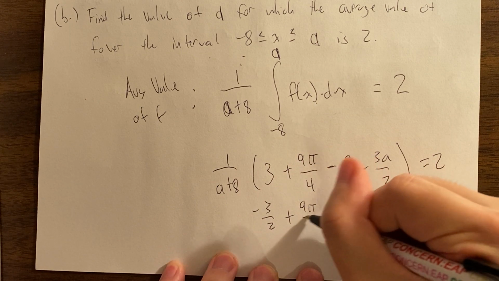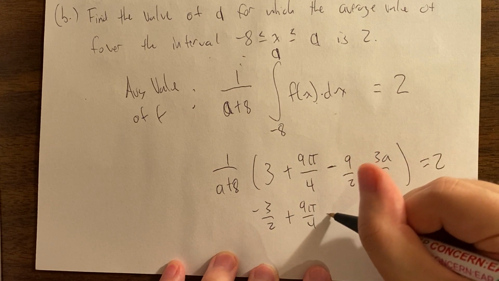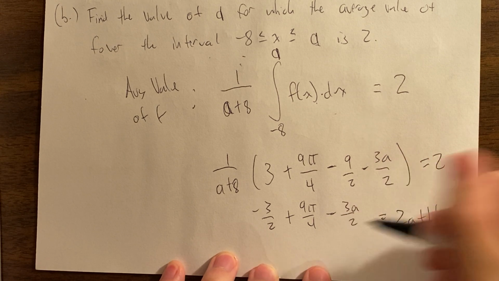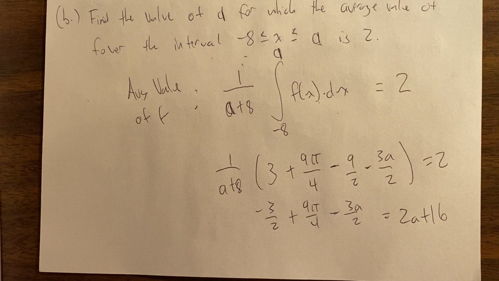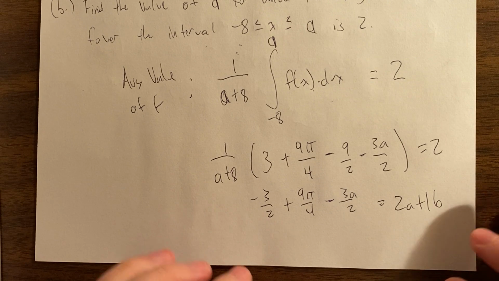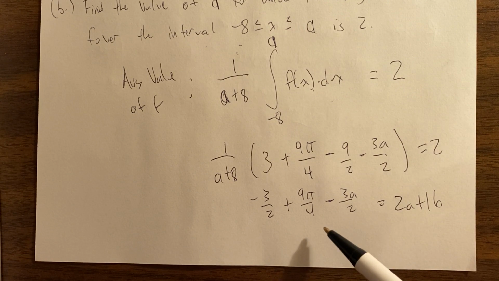Plus 9 pi over 4. And then it looks like we're going to have a -3 over A over 2. So we have to solve this equation. It's going to be a little bit tricky, but it's probably the easiest part of the question, actually.